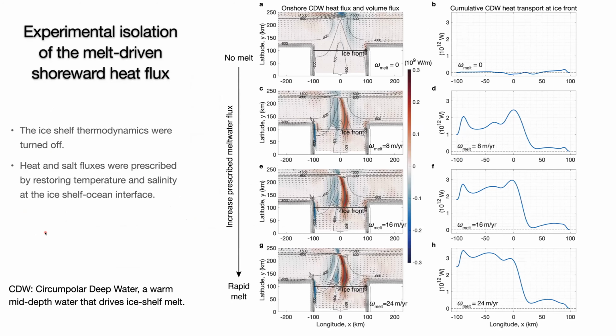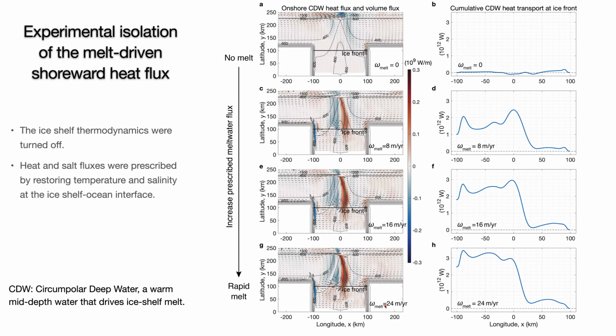To evaluate this hypothesis and provide insight into how basal melt influences slope shelf circulation and shoreward heat transport, we designed 4 controlled experiments with a pseudo-ice shelf. In these experiments, we turn off ice shelf thermodynamics and prescribe heat and salt fluxes at the tilted interface between the ice shelf and the ocean to create equivalent melt rates of 0, 8, 16, and 24 meters per year.